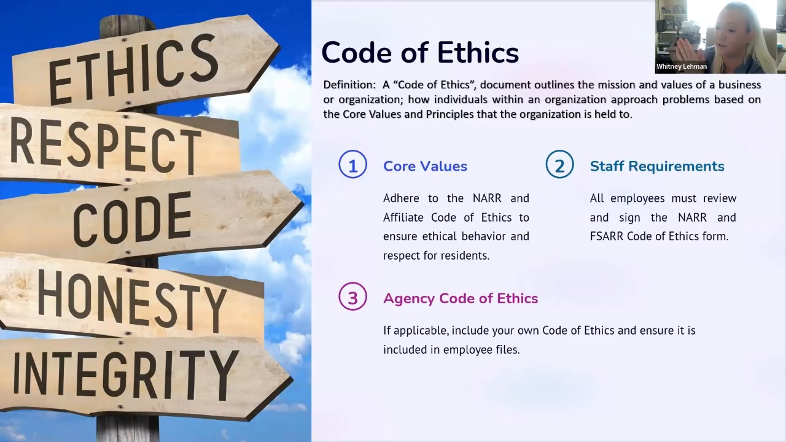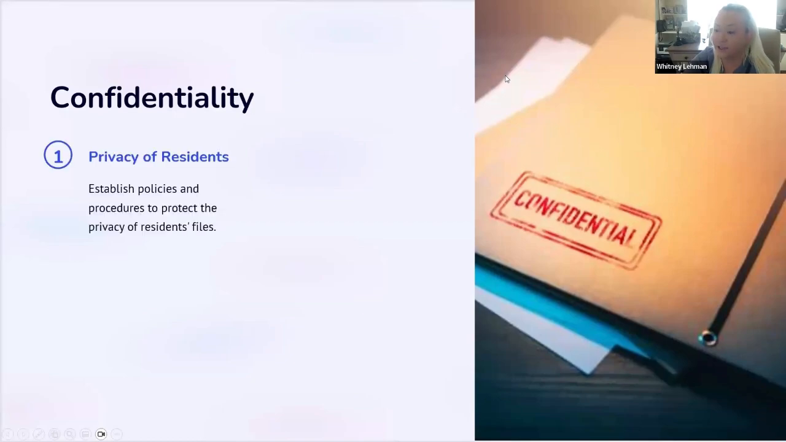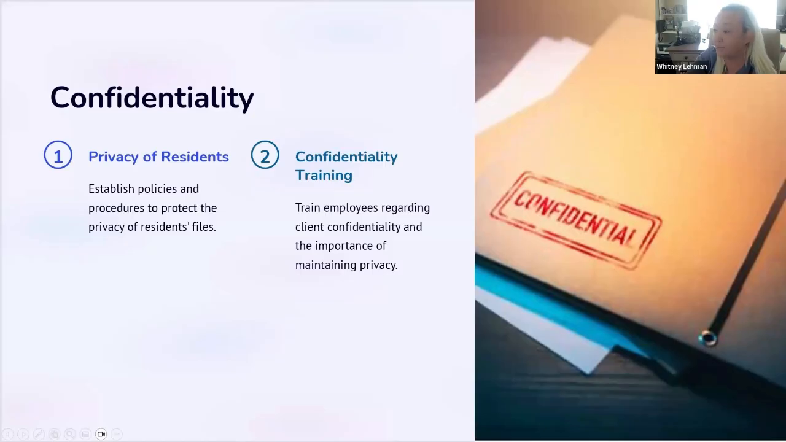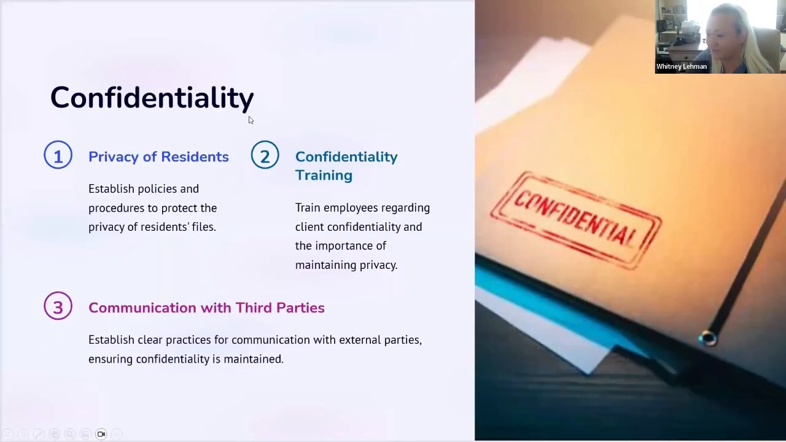And then you want to make sure that you maintain those signed Code of Ethics within the employee's file as well. And your policy and procedure would outline all of these things, that they do review and they are informed of the NAR Code of Ethics, the FASAR Code of Ethics, and that they are maintained in the employee records. Moving on to confidentiality. One, we need to establish policies and procedures to protect the privacy of resident files. You want to train employees regarding client confidentiality and the importance of maintaining privacy, and establish clear practices for communication with external parties, ensuring that confidentiality is maintained.